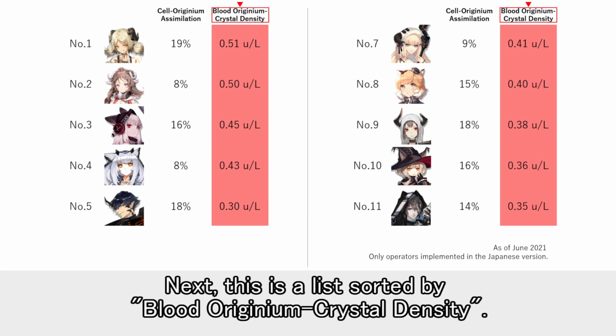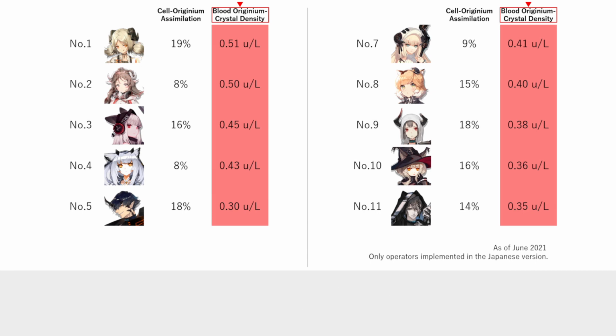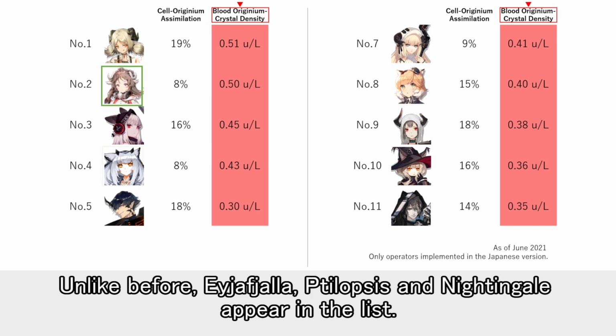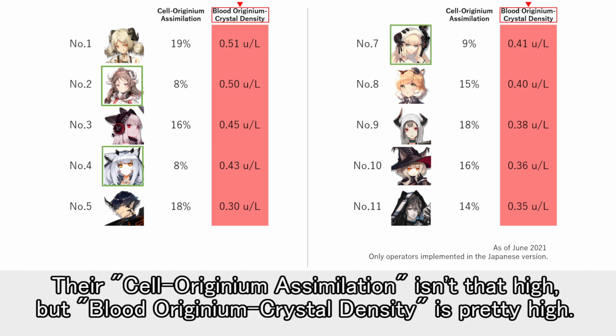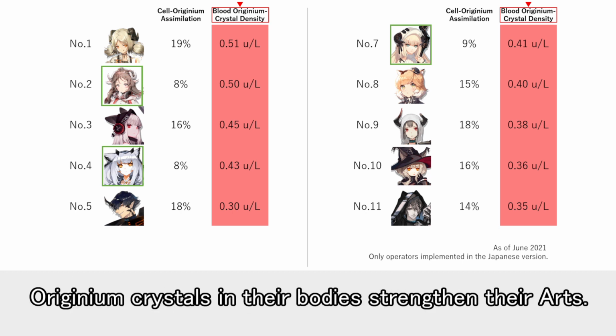Next, this is a list sorted by blood Originium-Crystal density. Ifrit is ranked highest again. Unlike before, Aephiala, Tolopsis and Nightingale appear in the list. Their Cell-Originium assimilation isn't that high, but blood Originium-Crystal density is pretty high. They are good at Originium arts. Originium crystals in their bodies strengthen their arts.